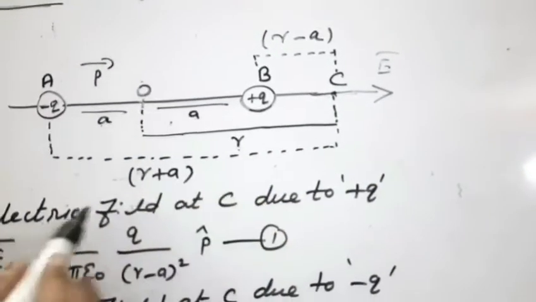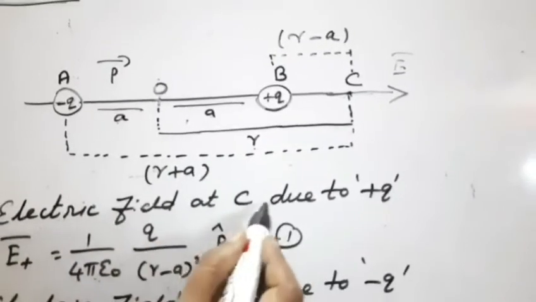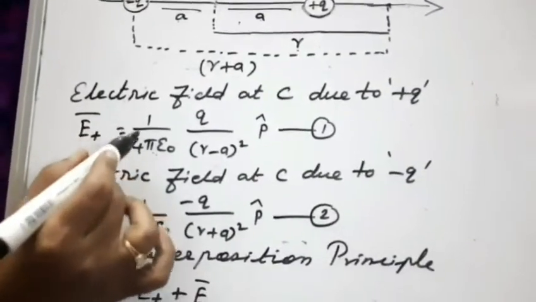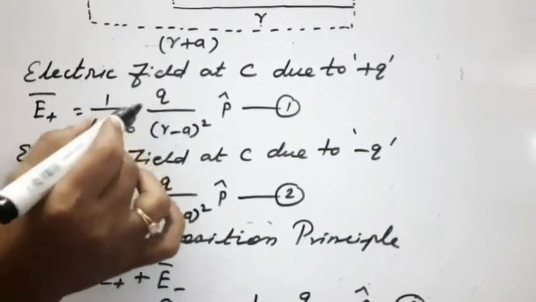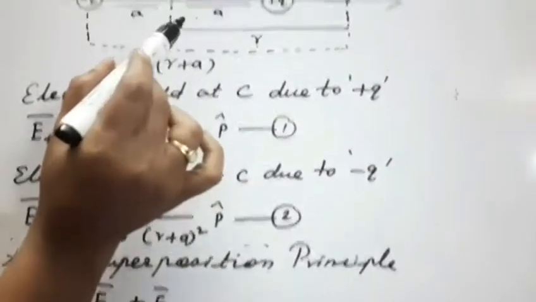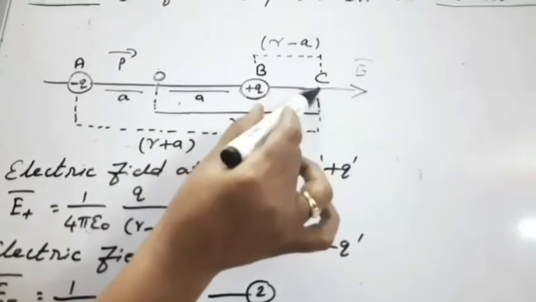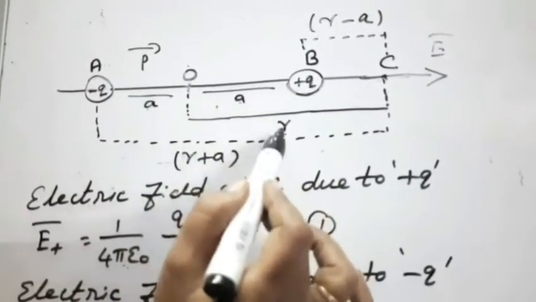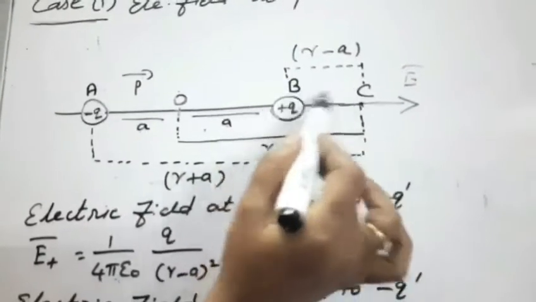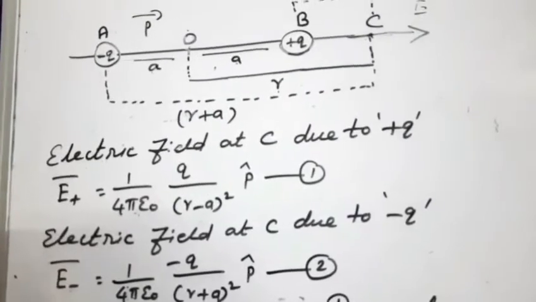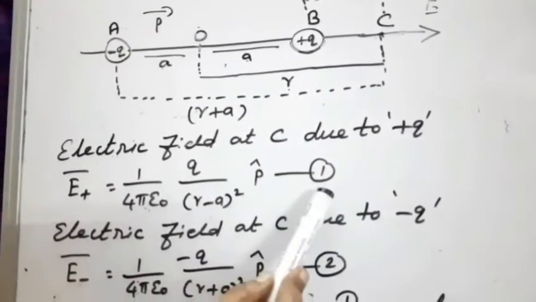Now we can calculate the electric field at C due to plus q. Therefore E plus vector equals 1 by 4 pi epsilon naught, q divided by the r square value, which means the distance from B to C. Already we know that from origin to C the distance is r and origin to B the distance is a, therefore r minus a is the distance between B and C. Therefore, r minus a whole square, into p cap. This is the first equation.